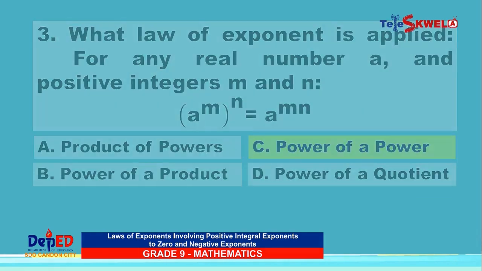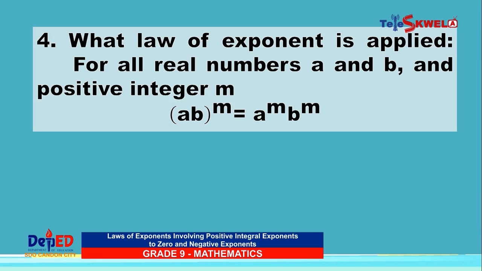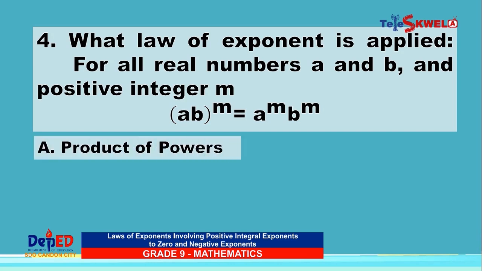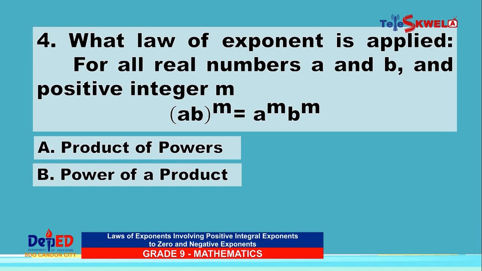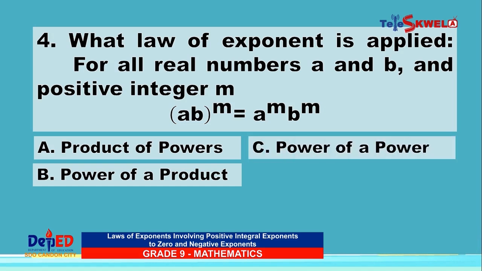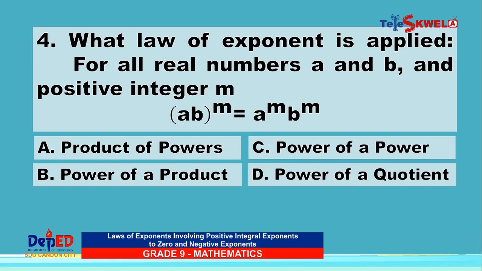Very good. Number 4, what law of exponent is applied for all real numbers a and b and positive integer m? The quantity ab raised to m is equal to a raised to m, b raised to m. Is it A, product of powers, B, power of a product, C, power of a power, or D, power of a quotient? The correct answer is B, power of a product.